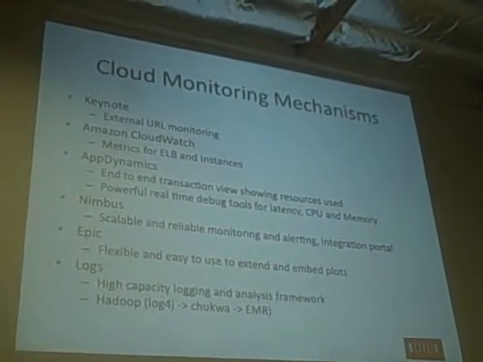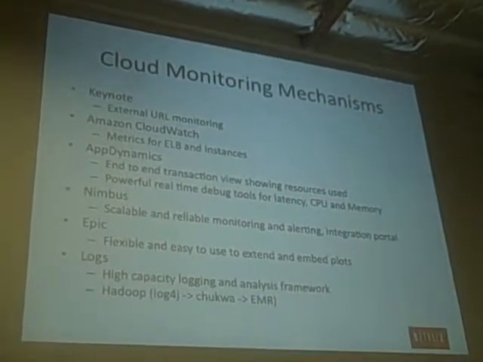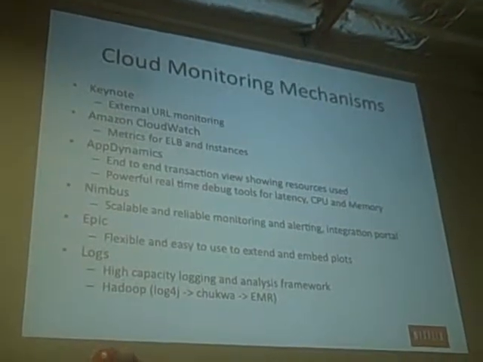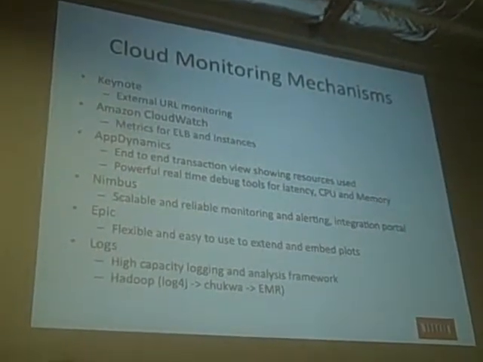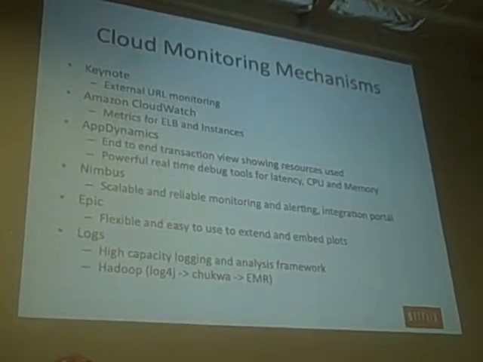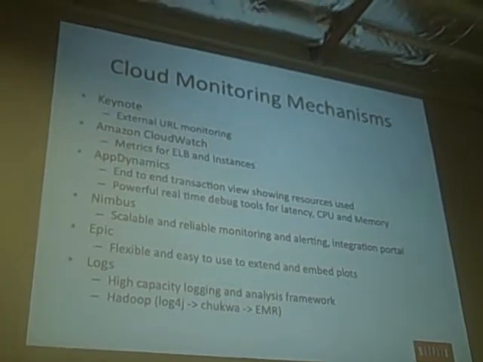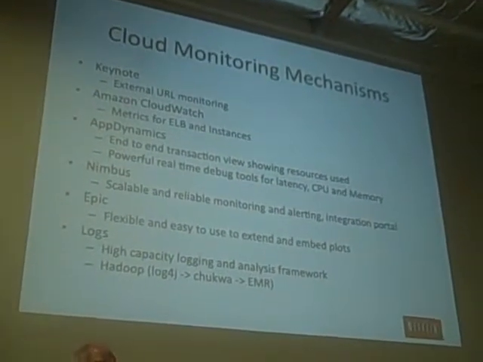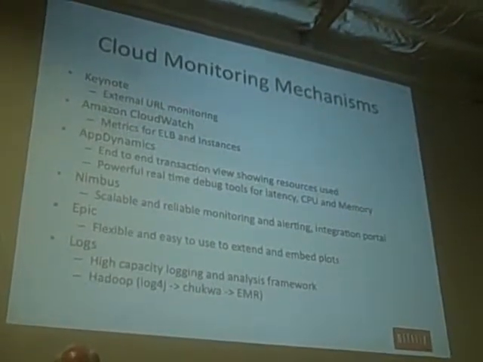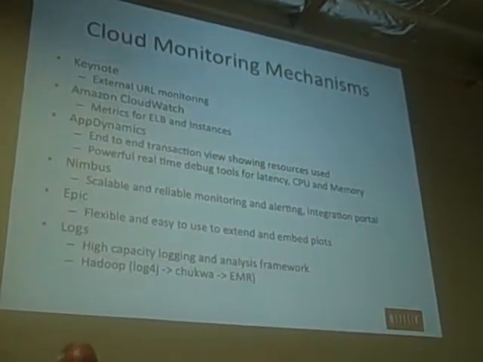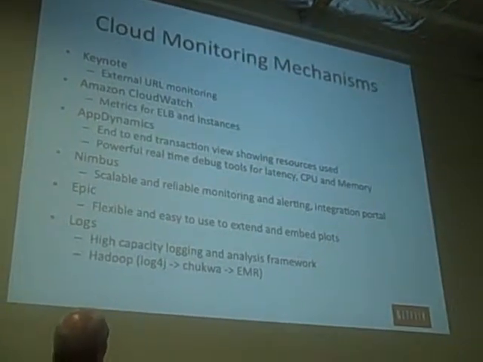Amazon CloudWatch, we suck all the data out of the Amazon API and surface it into something that the portal can render. App Dynamics, which gives you an end-to-end transaction view showing the resources used, and you can drill in and do that sort of developer-oriented thing, look at where the code is slow. Lots of real-time debug. Nimbus gives you this sort of scalable monitoring and alerting, and they also have an integration portal in their latest version, which I'll show you a shot of. Epic, like I said, is our internal tool, easy to extend, and it gives you a fast way to get lots of graphs of things.